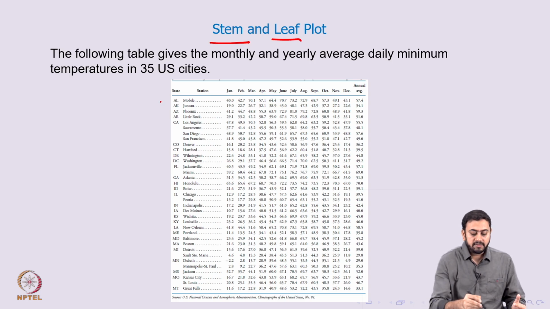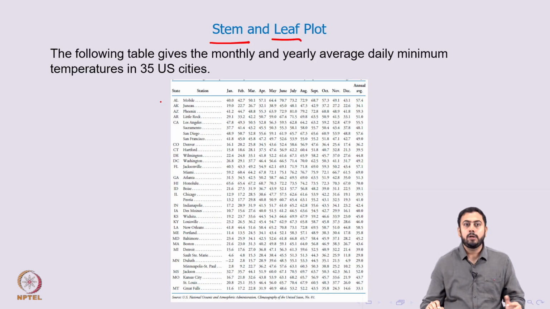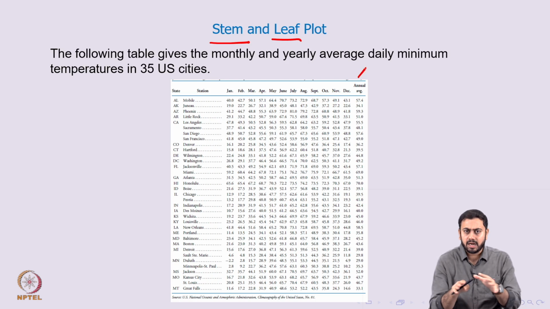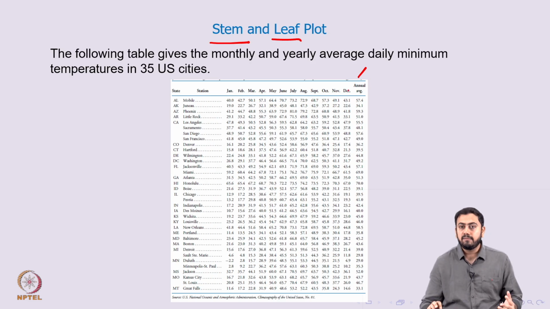But what kind of data set will we analyze? So we will analyze this data. The following table gives the monthly and yearly average daily minimum temperatures in 35 US cities. Okay. And we will only focus on the annual average, so the yearly averages. If you see the very last column, it is slightly hard to identify the observations, but you may zoom in if you want, but the last column gives you the yearly average temperature values for 35 US cities.